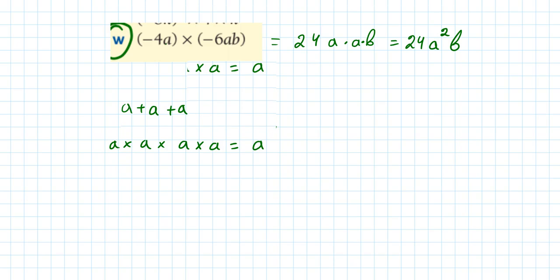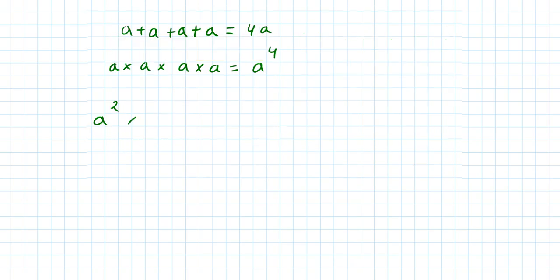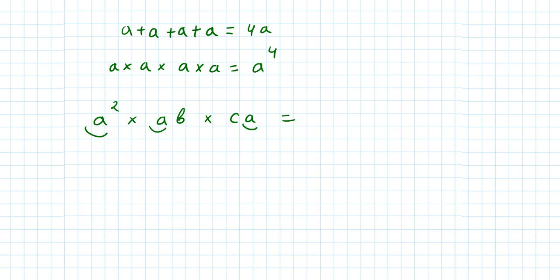Again, I will write, for example, a squared times ab times ca. Yes? First, again, look. Now, in the simplest form, in the short way, we can write a squared, a, and a. How many a do you have? 2a in this part, 1a in this part, and 1a in this part. Totally, we have how many? 2, 1, and 1. It will be 4. That means it's a to the power of 4. How many b do you have? Just 1. That's why it will be b.